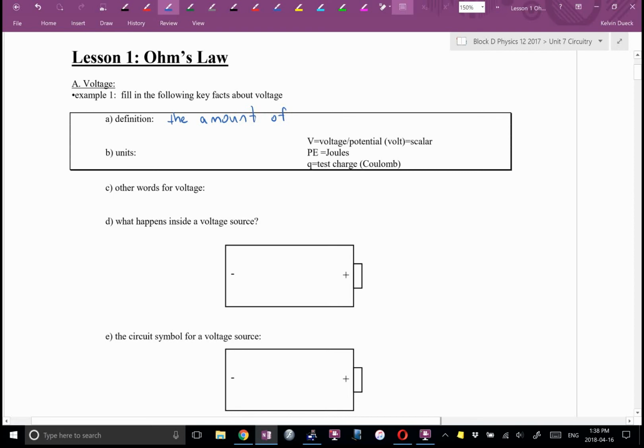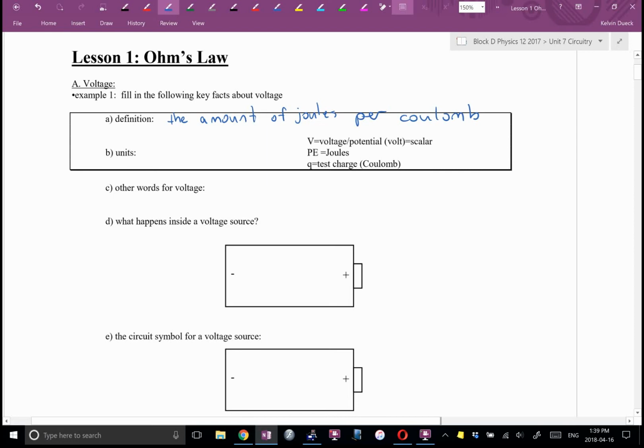It's not newtons per coulomb. That's not voltage. Look at voltage, please. No, that's where I defined it. Something over something. The amount of joules. Energy per coulomb.